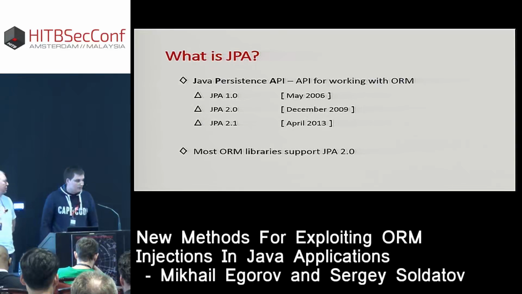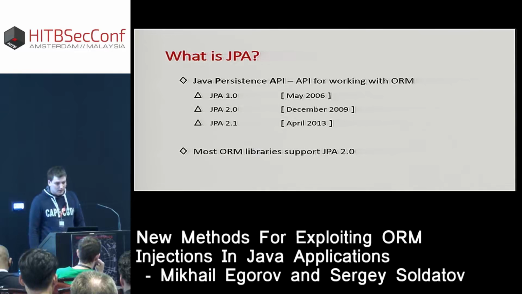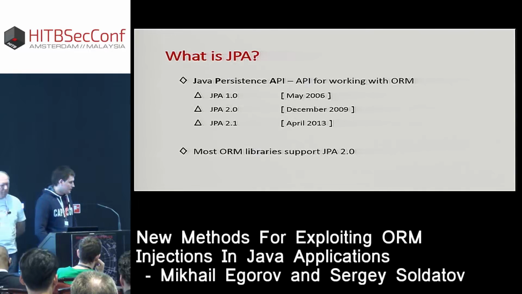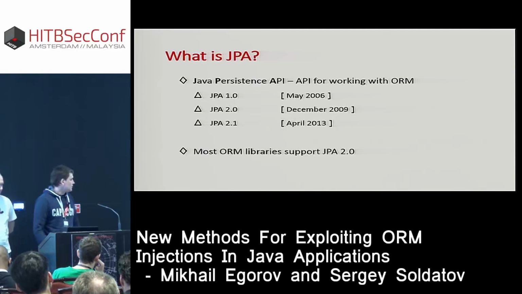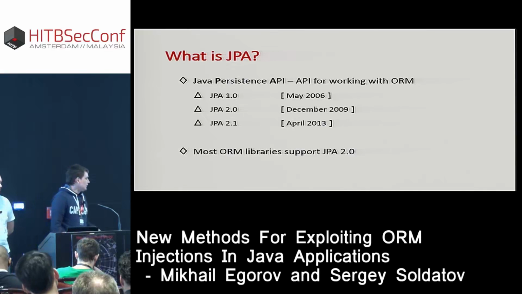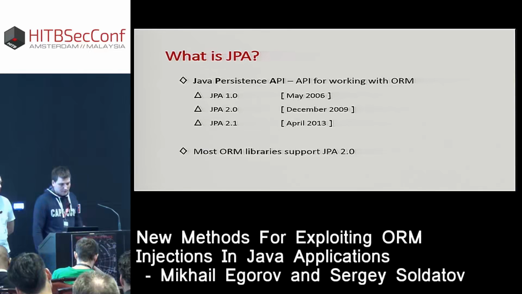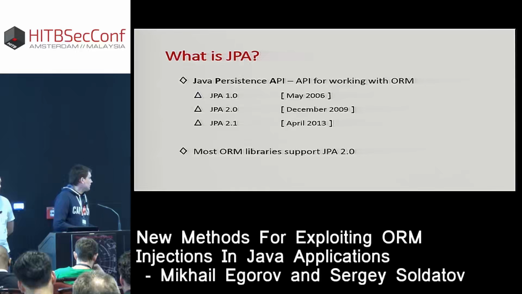Okay, what is JPA? JPA stands for Java Persistence API. It's a standardized API which is exposed by the ORM library. So the Java application communicates with ORM through this API. There are 3 main versions of JPA, and most ORM libraries support JPA 2.0.